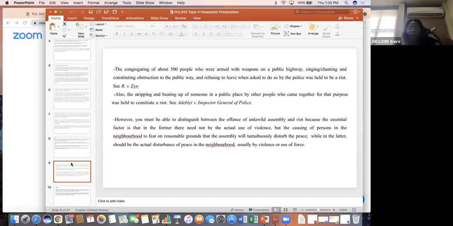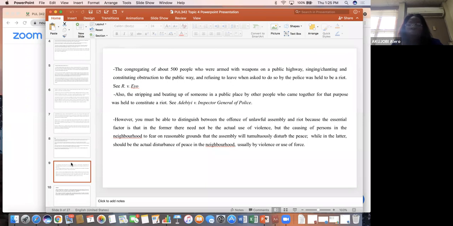So the congregating of about 500 people who are armed with weapons on a public highway, singing and chanting and constituting obstruction to the public highway, and refusing to leave when asked to do so by the police, was held to be a riot in the case of R v Aaron. Also, the stripping and beating of someone in a public place by some other persons who came together for that purpose was held to constitute a riot. Again, this is the case of Adebi v Inspector General of Police.